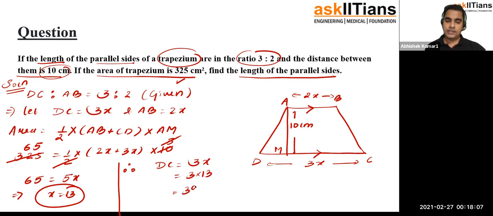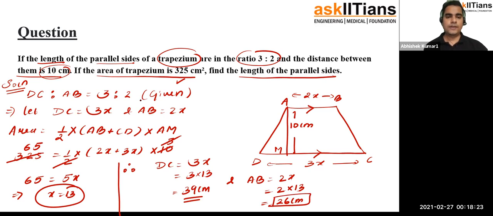And 3 into 13 is going to give you 39 centimeter. And if you talk about the other side, which is AB, that's equal to 2x. So you will have 2 into 13, and 2 into 13 is equal to 26 centimeter. So we have got the lengths of both the parallel sides of this trapezium. It's just that we used the standard formula that we discussed just now, and after that, we substituted the values, simplified, and got our answer. I hope it's clear to all.